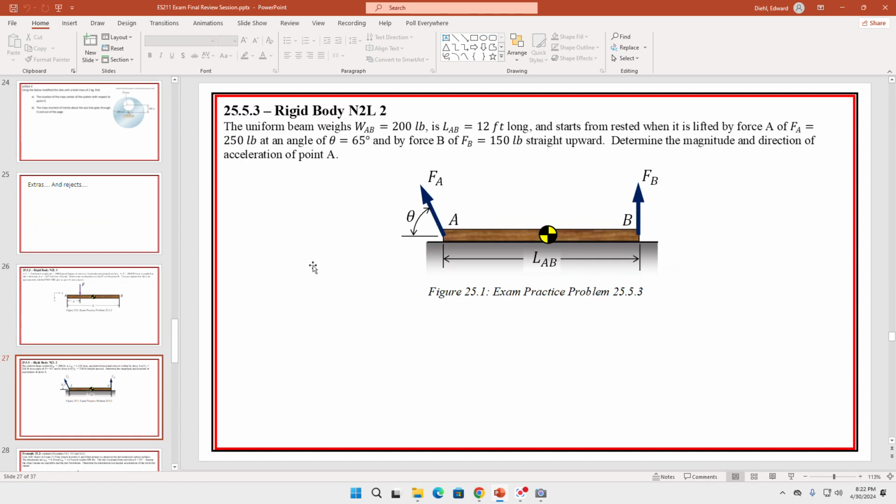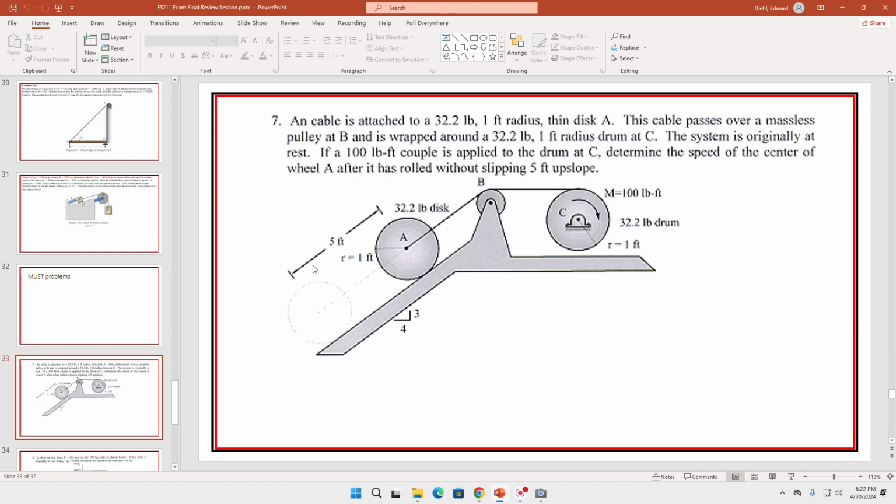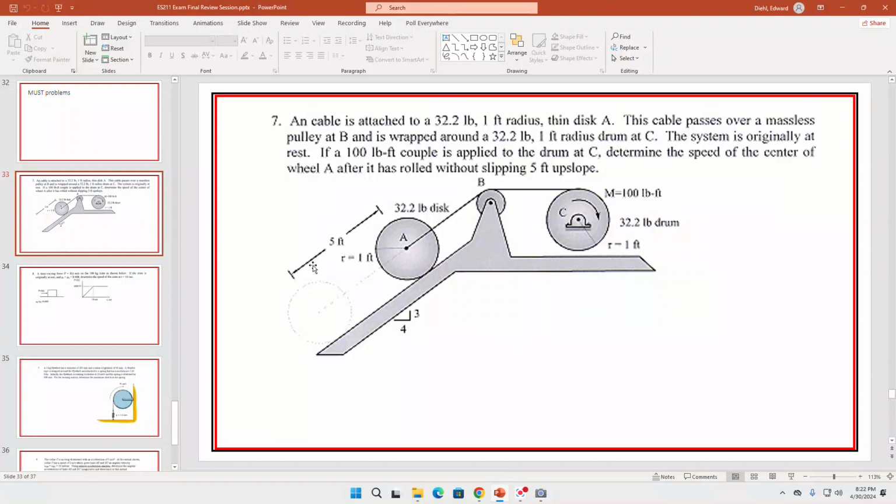Extras and rejects. Yeah. What is must problems? I forgot I had this in. I don't have the answer on top of me. This one, let's see, what is it asking?